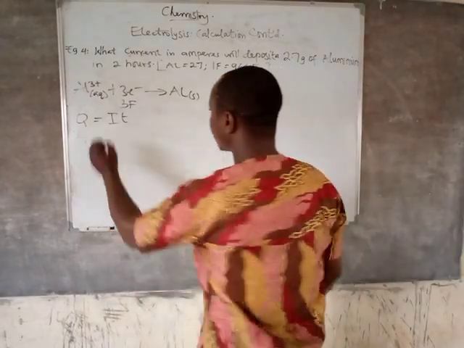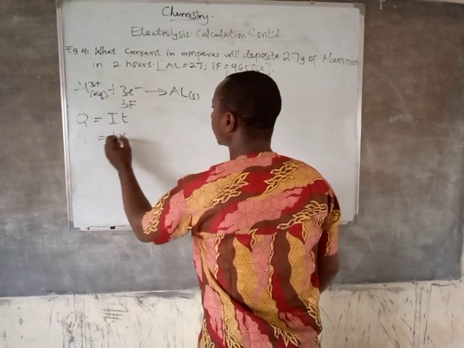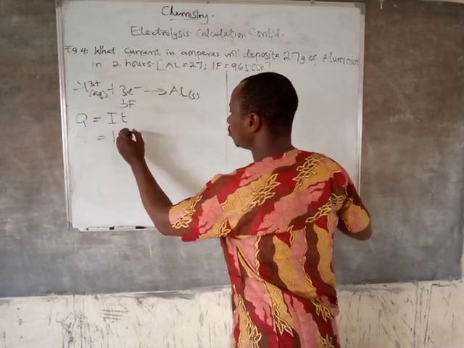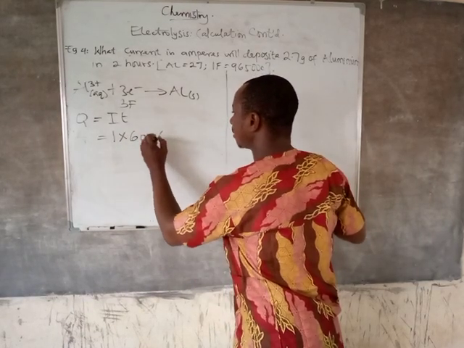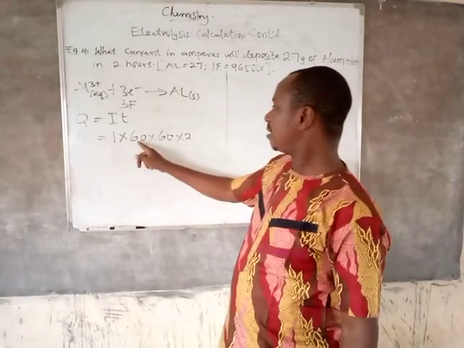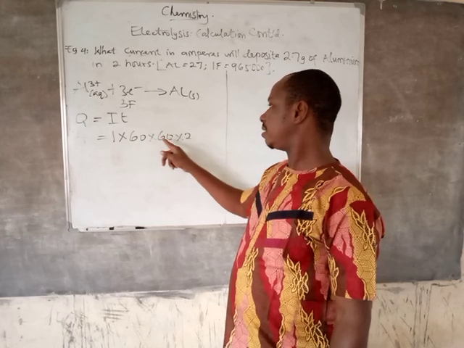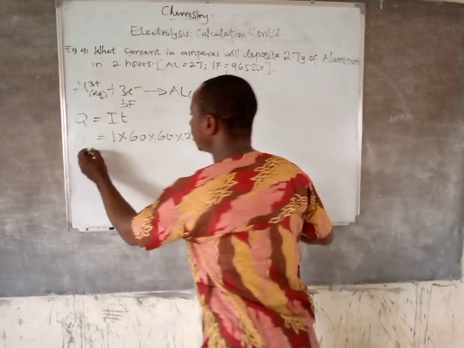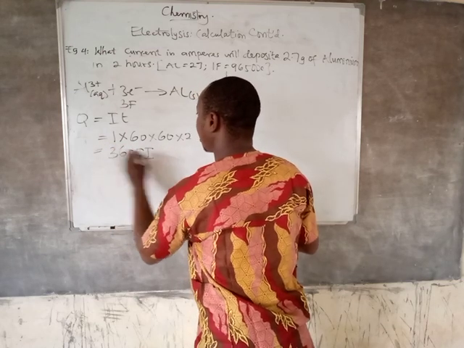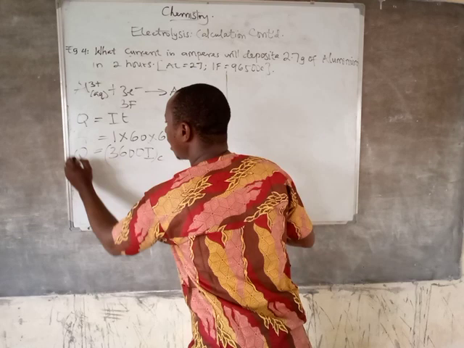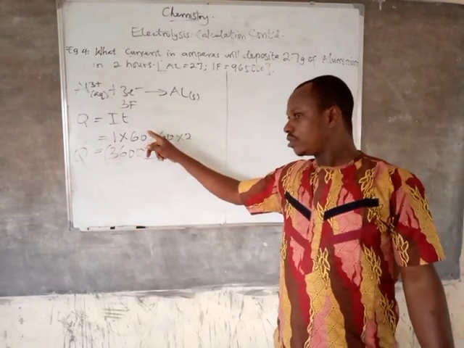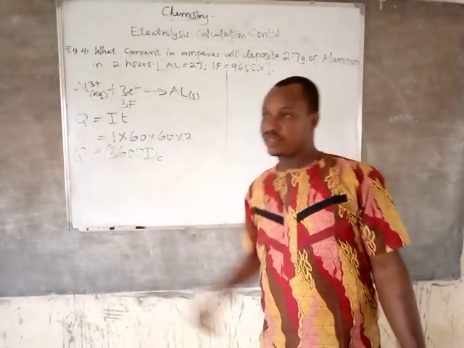What current in amperes? So it should be I multiplied by time, which is 2 hours. How do we convert it to seconds? 60 times 60 multiplied by 2. This 60 is for 1 hour, 60 and 60 multiplied by 2. So 60 times 60 times 2 gives us 3600 I. That's our Q. Watch it again: 60 times 60 then multiplied by the 2 hours.